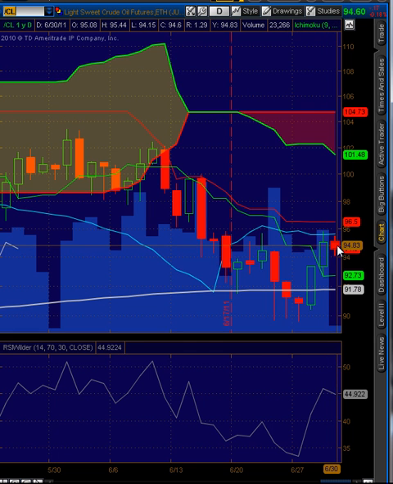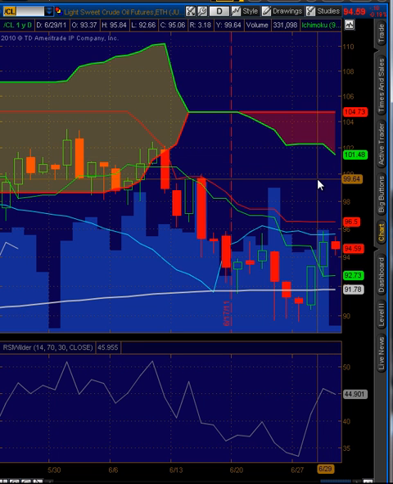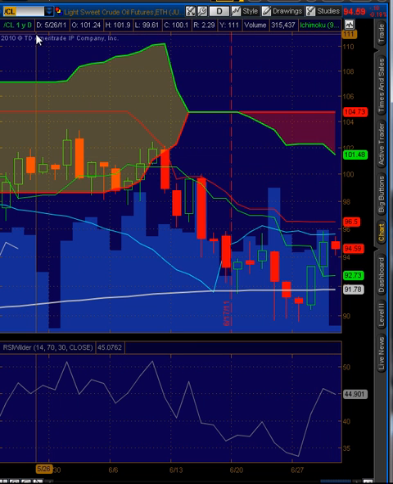Now we're consolidating within yesterday's bar. This is what we call an inside day, narrow range day, which means it's building up for an explosive move either up or down. Either we're going to test this support line at 91.78, or we're going to try to explode past the 96.50 resistance to get back up to 101.48 inside the cloud. That's where we are on the crude oil.